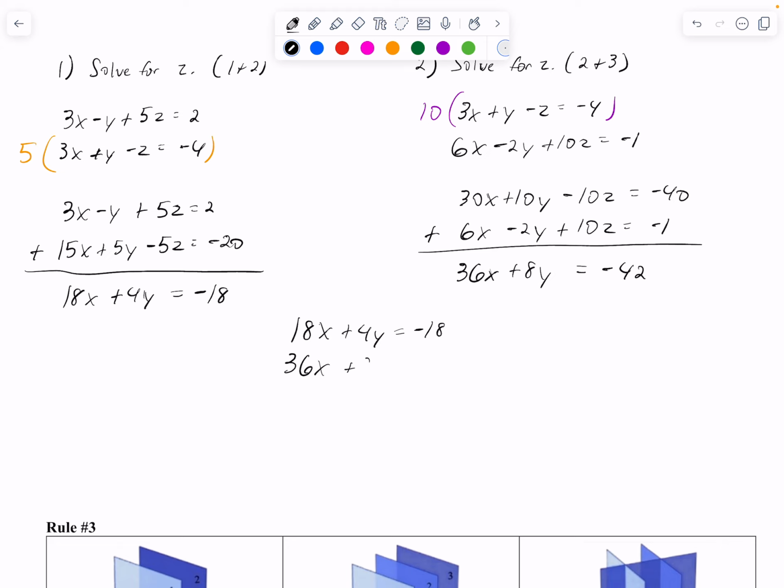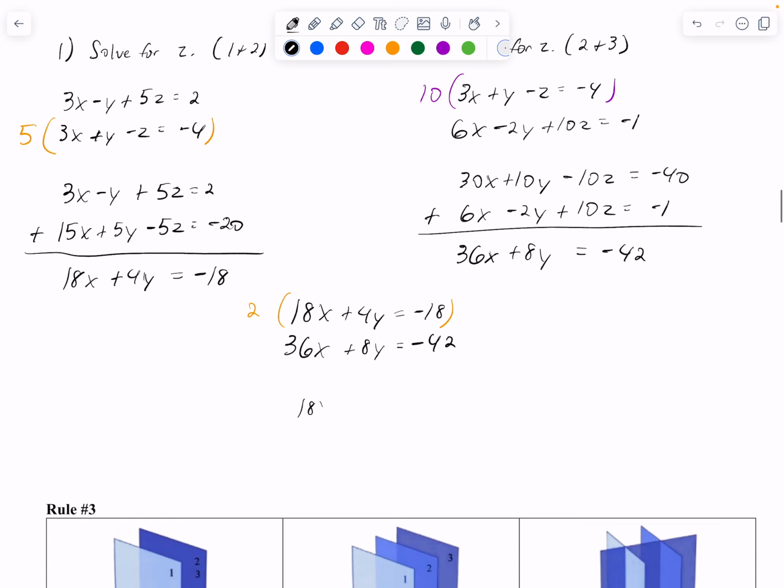36x plus 8y equals negative 42. And your choice, I'm going to multiply the top one by 2. All right, so that will give me 18x. Oh, nope, let's multiply it down. Sorry about that. 36x plus 8y equals negative 36.